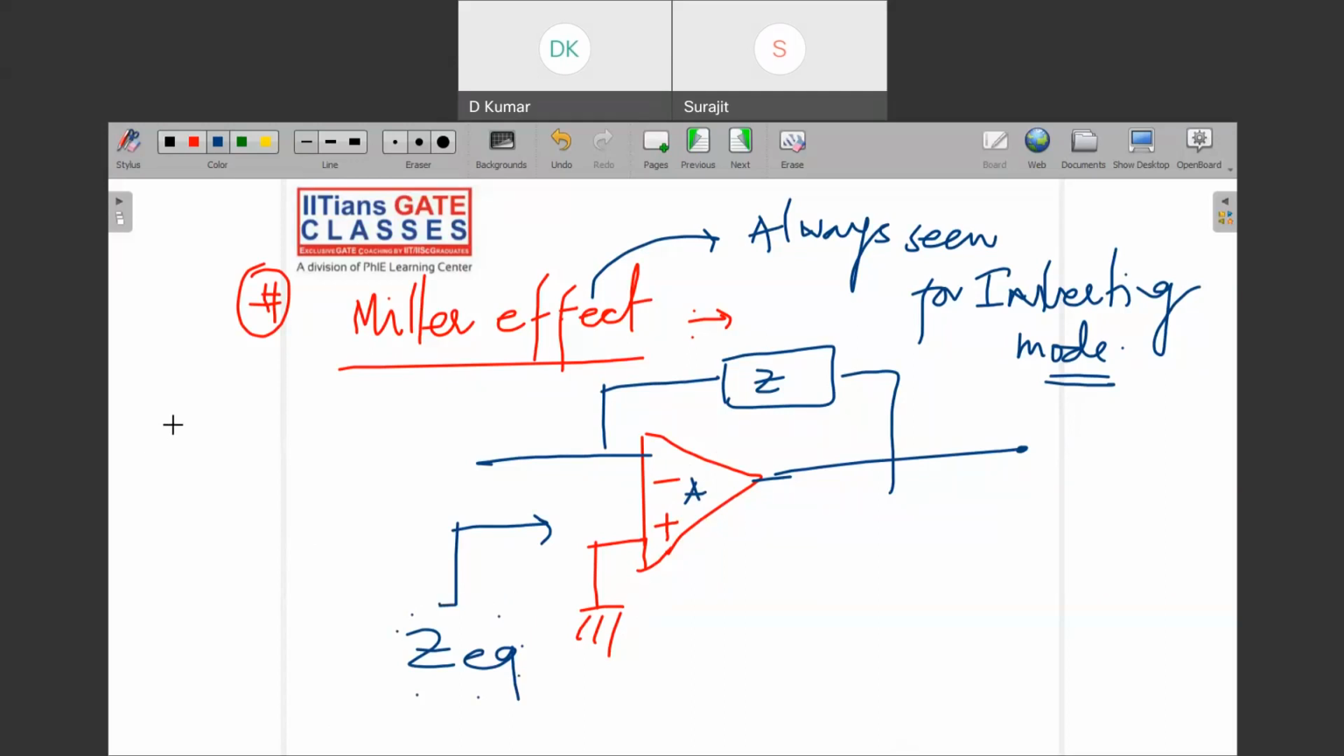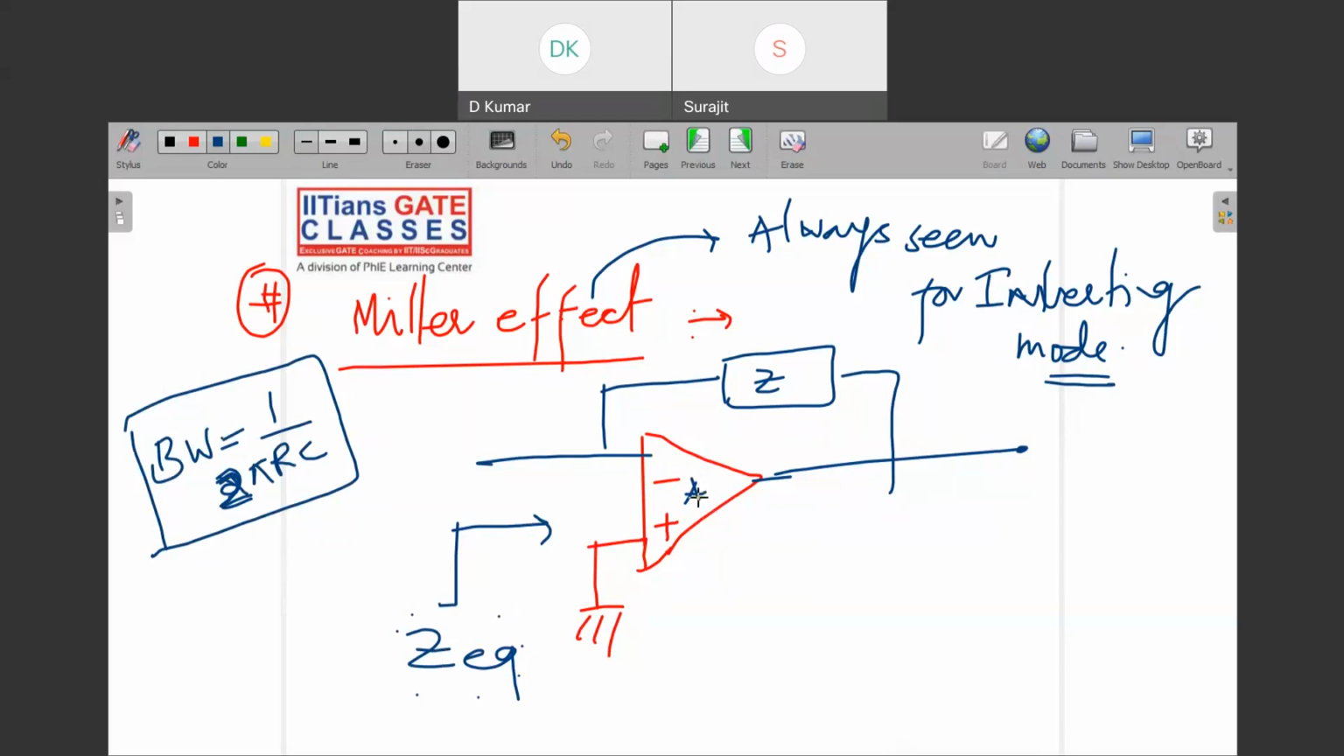The bandwidth is basically the inverse of the time constant. The bandwidth is 1 upon RC, or you can say 1 over 2 pi RC if you are considering it in hertz. So this R will increase or decrease, and your bandwidth will decrease or increase, respectively. We are going to see that. So how do we determine this Z equivalent if the gain is finite, A?